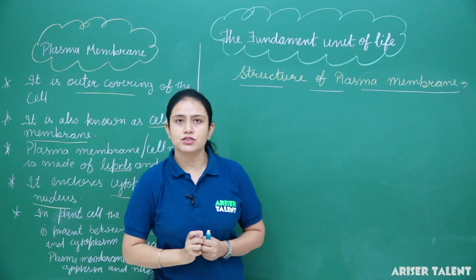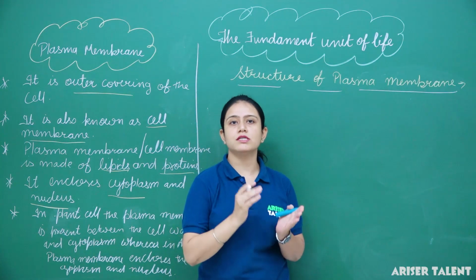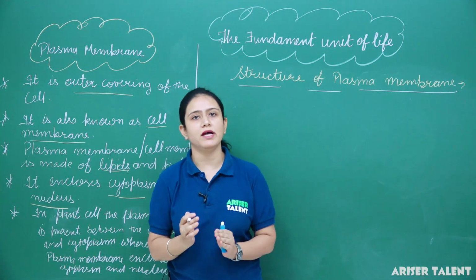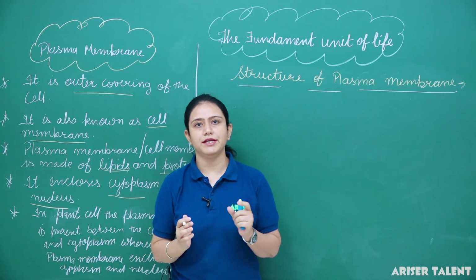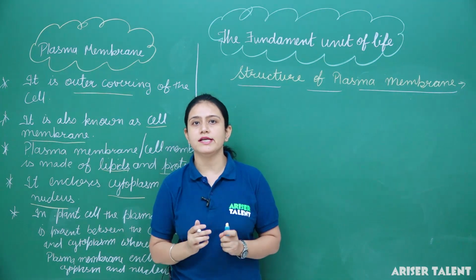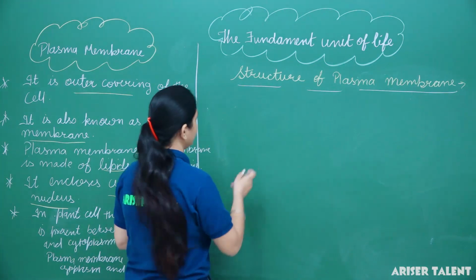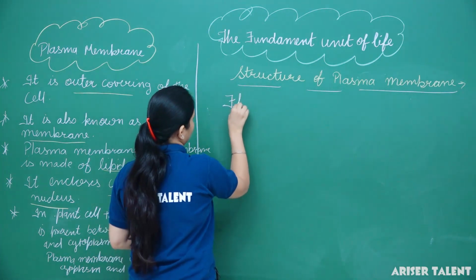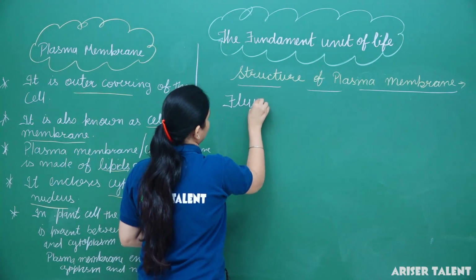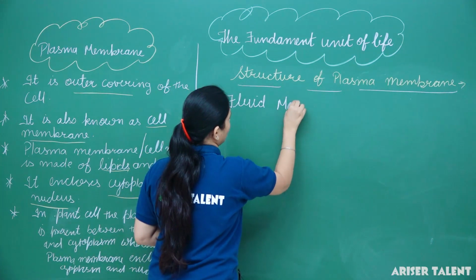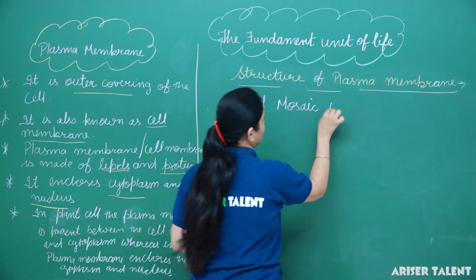If we talk about the structure of plasma membrane, then most acceptable structure was given by Singer and Nicholson in 1972. Okay, what they said, they gave a model that is known as fluid mosaic model. It was given by Singer and Nicholson, fluid mosaic model.